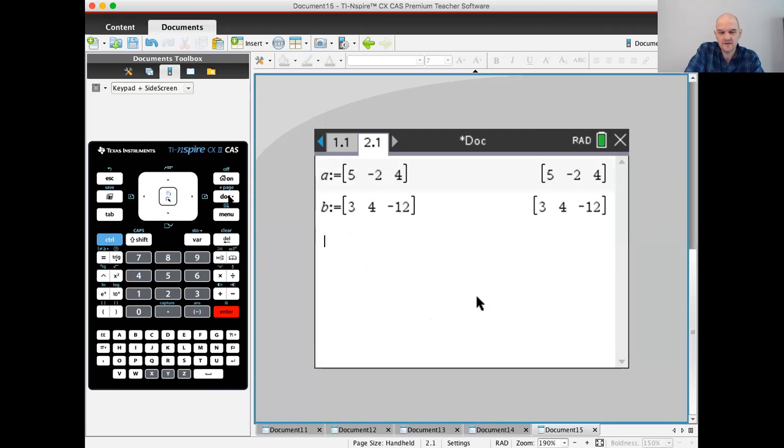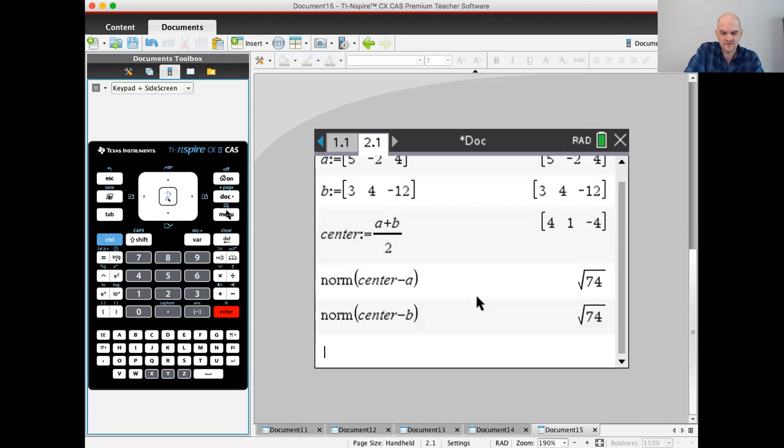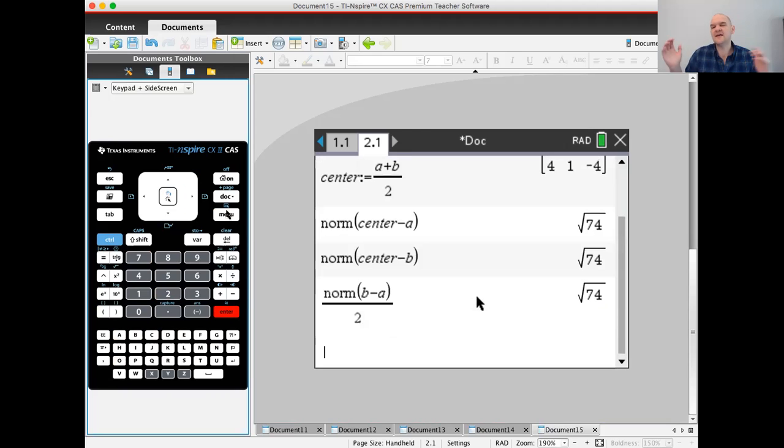So for the center, I'll call it center. That's going to be (A + B) / 2, right? The midpoint. So we get (4, 1, -4). All right, the radius. I'm going to use the norm. So that's menu 7, 7, enter. So we can do center minus A. Get that? We could have done center minus B. We could have done the norm of B minus A and then divided that by 2. Any of those get us the radius that we're looking for.